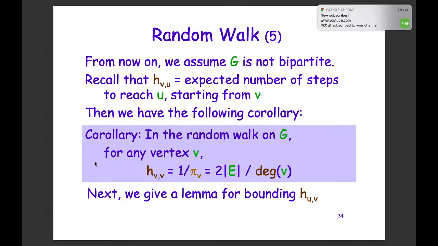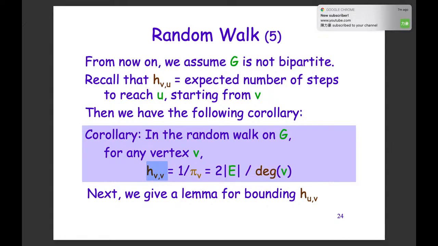Okay, now we know the pi of v is exactly the degree of v divided by total degree. So we can now also find out that H_vv, by our previous theorem, the expected number of steps that we start from v and come back to itself, is the inverse of pi v. So it is going to be total degree divided by degree of v. And now we want to do something more. The previous theorem tells us only H_vv, the expected steps to go from v back to itself.